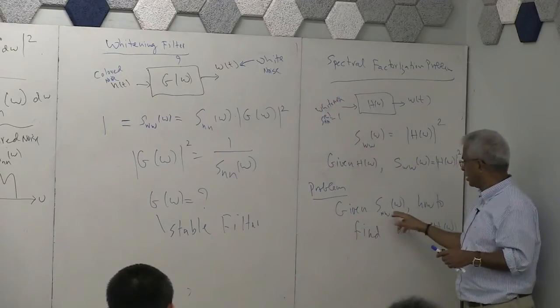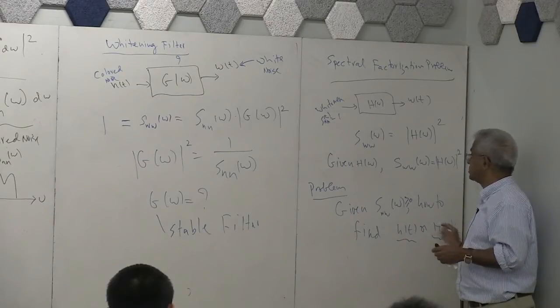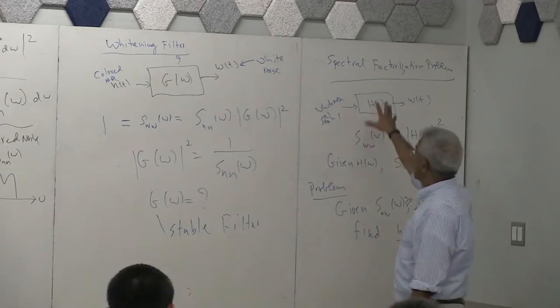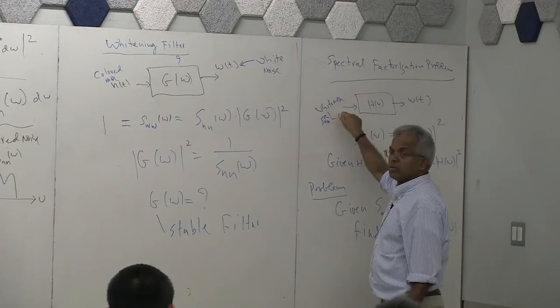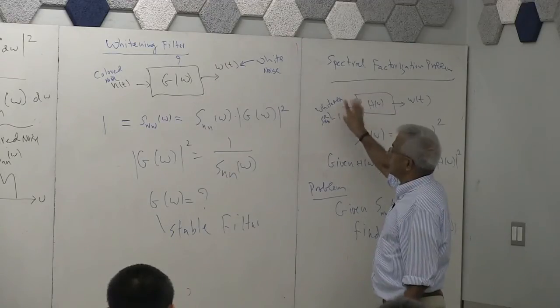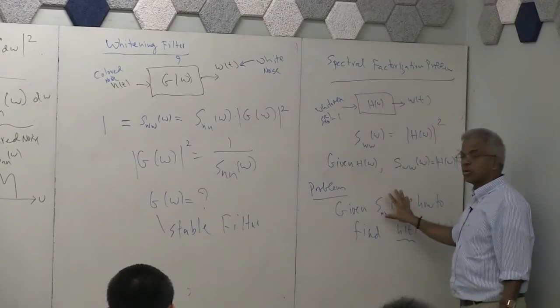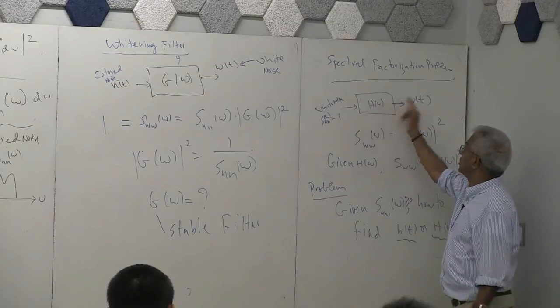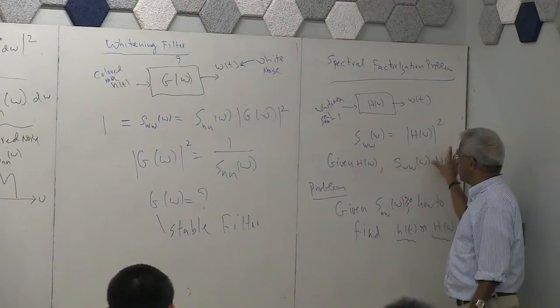That's the problem here. Given any power spectrum, of course the power spectrum has this property, how to find the underlying system corresponding to it? So suppose you have a black box here. To find out what is in the black box, we can do this experiment. You excite it with white noise, you look at the measurements. From that, suppose you can compute the spectrum. You know the relation between the spectrum and the system. It is this. So if I give you the spectrum, how do you find the system?